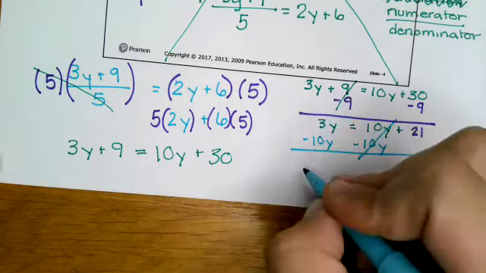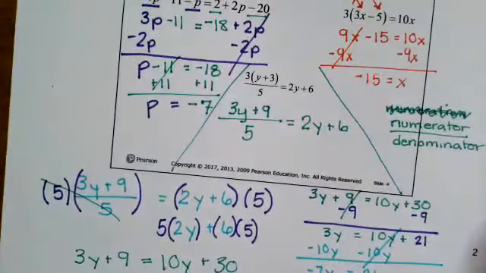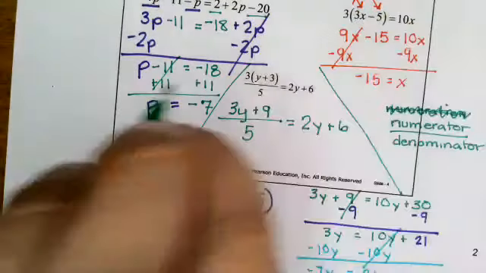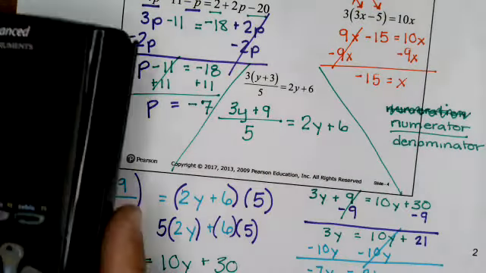Divide by negative 7. Divide by negative 7. Negative 7 divided by 7 just leaves us with y. 21 divided by negative 7 is actually a negative 3. Y equals negative 3. Okay, we got rid of the fraction by finding a common denominator. Y is negative 3. Let's check our answer.